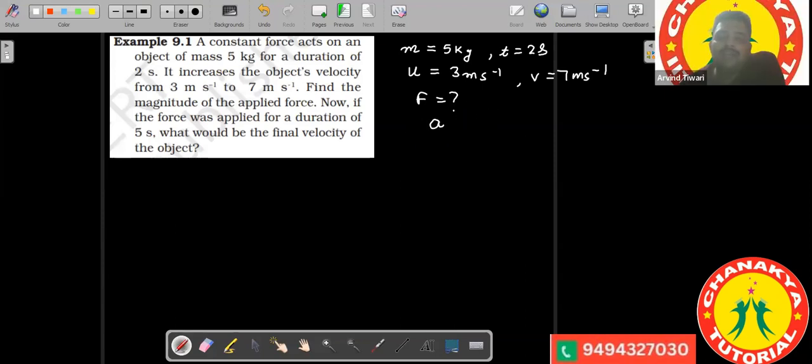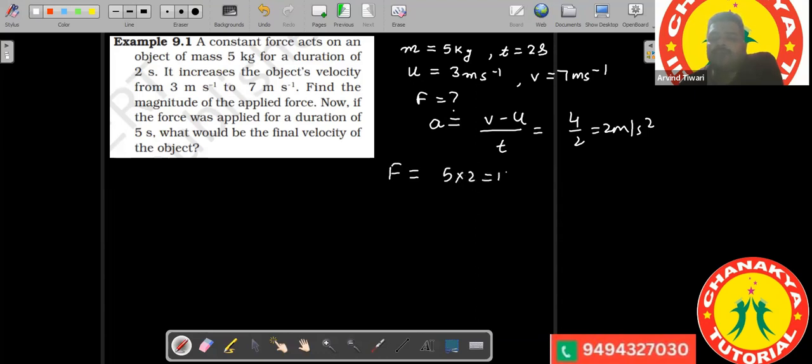Either you can first calculate the acceleration, which is v minus u by t. This is equal to 4 by 2, which is 2 meter per second square. Then you calculate your force, which is mass times acceleration, 5 times 2, that is 10. Now, if the force was applied for a duration of 5 seconds, what would be the final velocity of the object? So all of you calculate this part now.